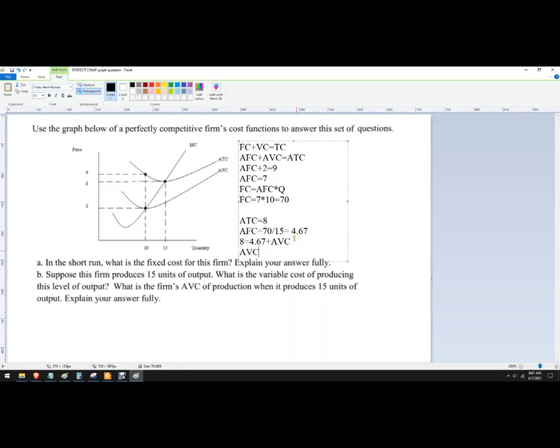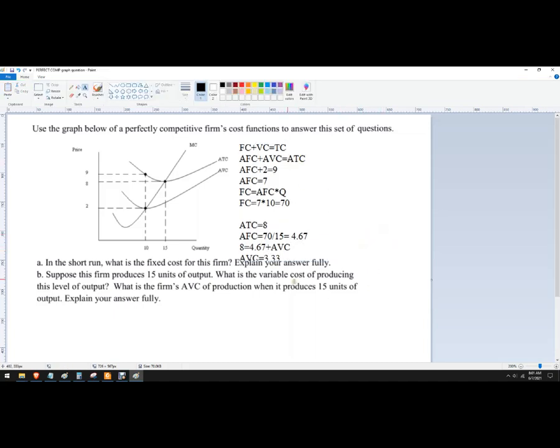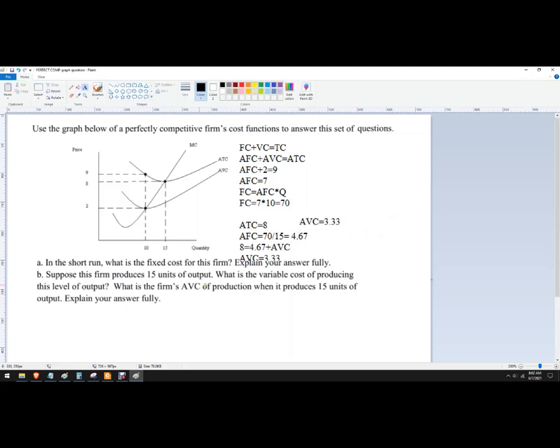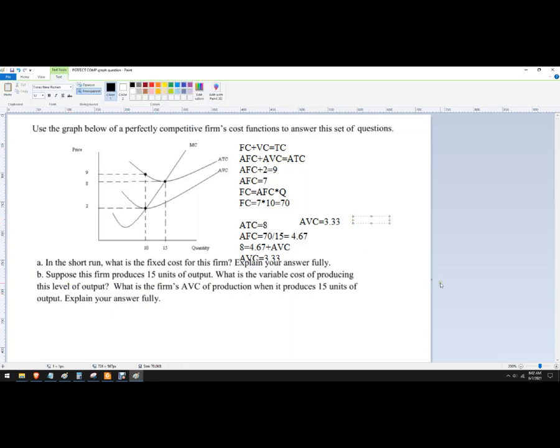So our average variable cost has to equal 3 1/3, or $3.33. Average variable cost equals $3.33. So that's that part of it. Now we need to know what is the variable cost. So again, we're just going to use this formula. Average variable cost equals variable cost divided by our quantity, which is 15.